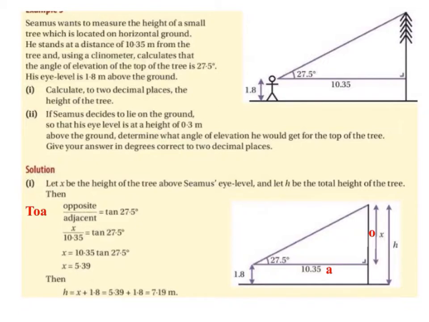So part 1, we're going to calculate the height of the tree. So I've drawn it out separately here. It's our right angle triangle. So remember we have 1.8, 27.5 degrees, 10.35. So we're going to let x be the height of the tree above Seamus's eye level. So from the top of the tree down as far as Seamus's eye level, we're going to call this x.